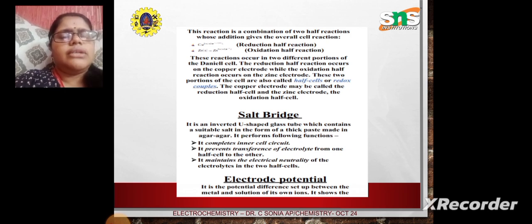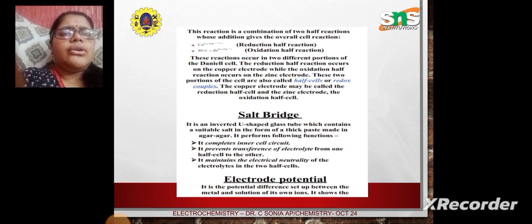We have already seen what the half cell, the anode and the cathode are, and together they form a full reaction. That is, the reduction half cell on the cathode side is the copper dipped in copper sulfate, and the oxidation half cell on the anode side is the zinc dipped in the zinc sulfate solution. These reactions occur in two different portions of the Daniell cell. The reduction reaction occurs on the copper electrode, while the oxidation reaction occurs on the zinc electrode, which we have already discussed. These two portions of the cell are also called half cells or redox couples.